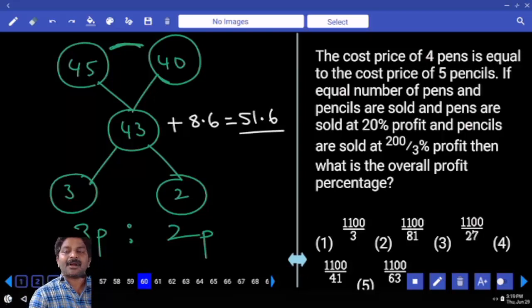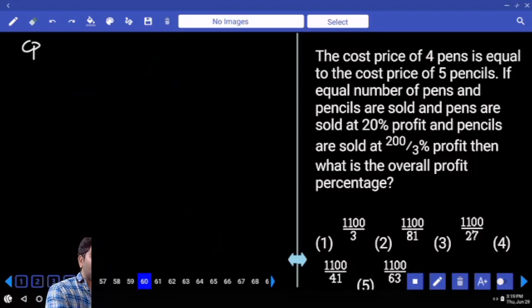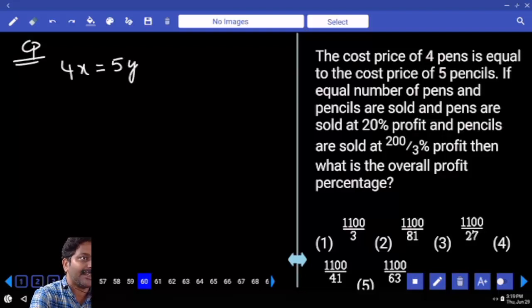So now the cost prices of pens and pencils are compared. I am taking the pen as x. The cost price of 5 pens is equal to the cost price of 4 pens, right? 4 pens cost is equal to 5 pencils cost. Pencil is y. x is related to pen, y is related to pencil. From this, can I say x by y is equal to 5 by 4?